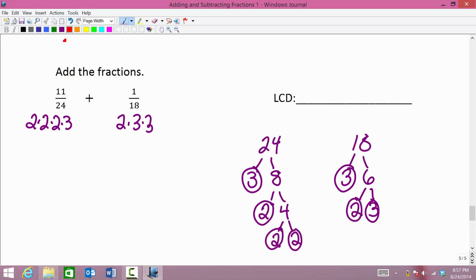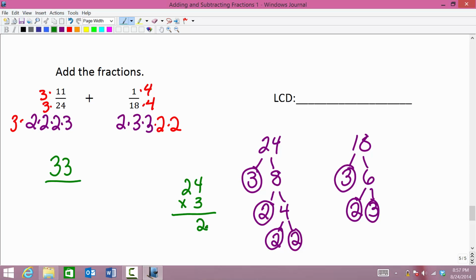Multiplying our missing factors. This one here is missing an extra 3. So multiply top and the bottom by 3. This one is missing 2 2's. So the first one had 3 2's. This one needs to also have 3  2's, which is the same thing as multiplying by 4. So our new fractions would be 33. 3 times 24. Multiply that together here on the side. That would be 12, carry the 1, that would give me 72.